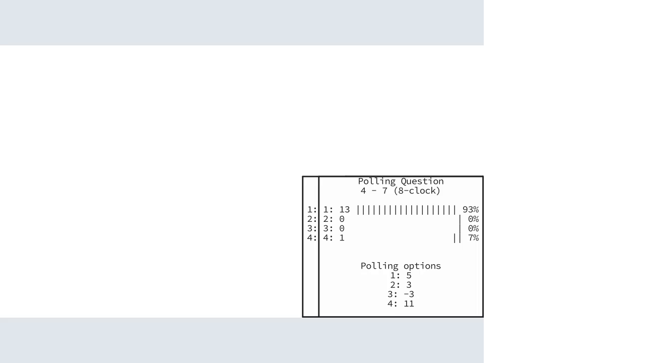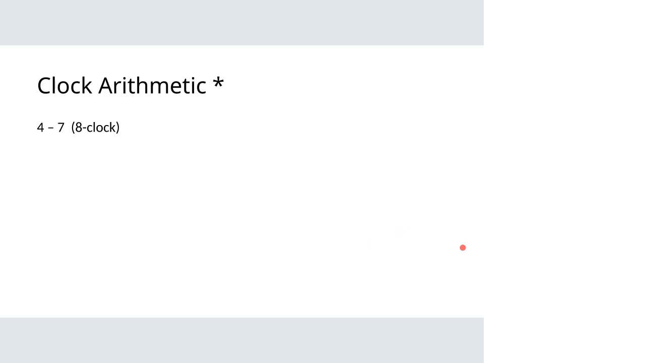Not unanimous, but very close. Okay, let's go take a look at this and make sure we're all together on it. A couple of different ways you could draw. You could certainly draw your 8 clock. And we want to go from 4, we want to subtract 7. So we'll start at 4 and we'll take away 7. We'll go to the left. 1, 2, 3, 4, 5, 6, 7. Sure enough, that gives us 5 as our answer.